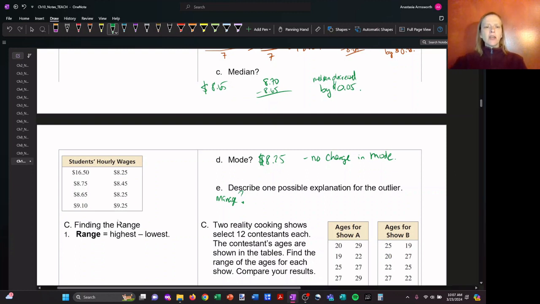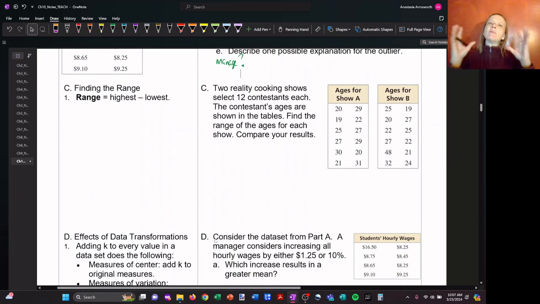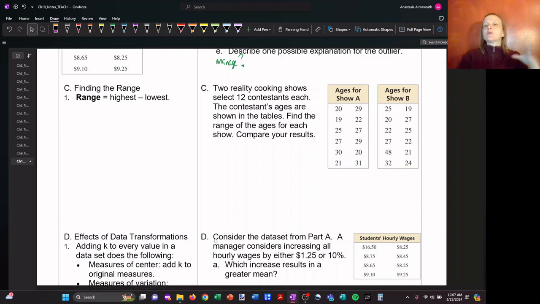All right, let's look at another set of data. And this time we're going to look not at how we measure the center of the data, but how we measure the spread of the data, how spread out these data are. We're going to do this by looking at the range of the data sets. To calculate the range, you just do the highest value minus the lowest value. So if we've got two reality cooking shows here, each has 12 contestants, and I want to find the range of ages for each show, then what I need to do is find the highest age and the lowest age.